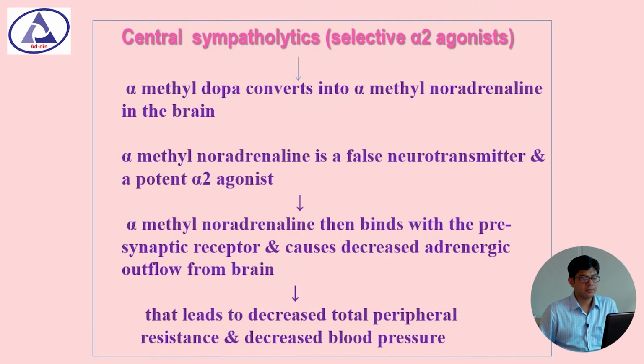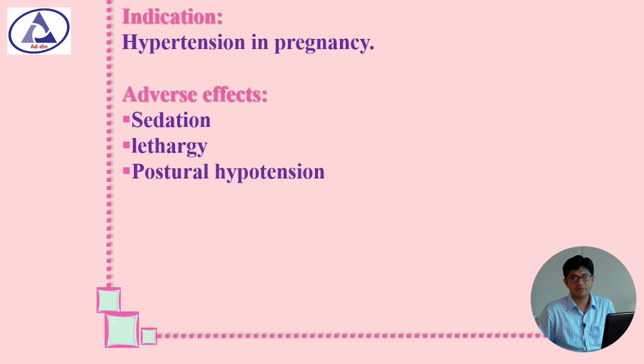Now come to the centrally acting sympatholytic drug, how it works. The centrally acting drug is alpha-methyldopa. Alpha-methyldopa converts into alpha-methyl noradrenaline in the brain. Alpha-methyl noradrenaline is a false neurotransmitter and a potent alpha-2 agonist. It binds with the presynaptic receptor and causes decreased adrenergic outflow from the brain, which leads to decreased total peripheral resistance and decreased blood pressure. Indication of alpha-methyldopa: hypertension in pregnancy. Adverse effects: sedation, lethargy, and postural hypotension.